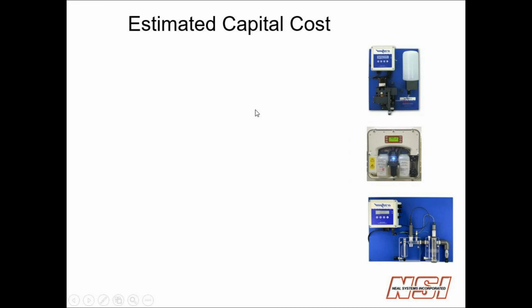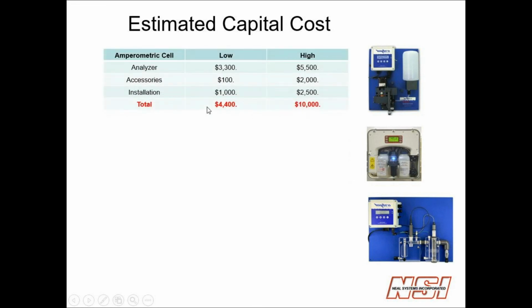Let's look at the costs related to each of these analyzers. So the amperometric cell type analyzer, in my research, showed the lowest cost of about $3,300 for the instrument, and $5,500 is the highest. You can get all kinds of accessories for these. For instance, you can get a peristaltic pump to feed in this reagent rather than using a bottle, so you can have a larger volume source.